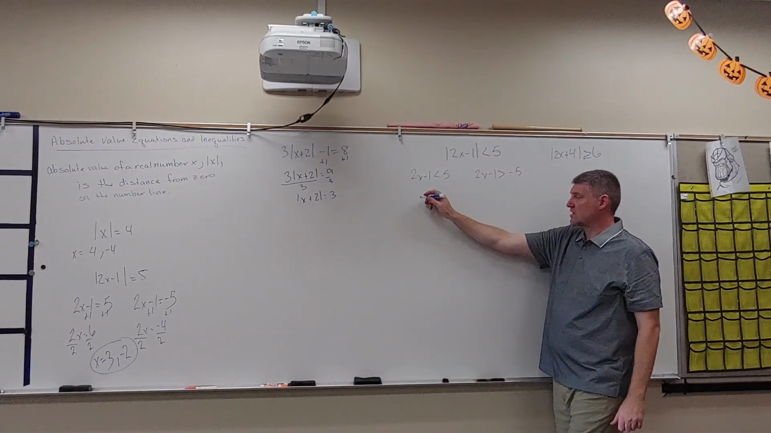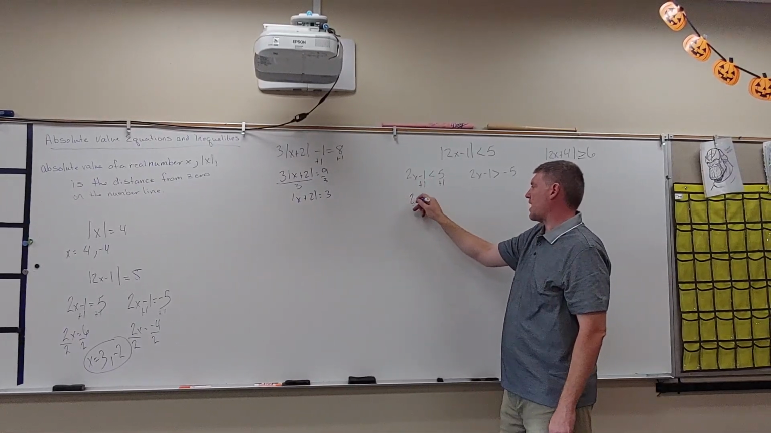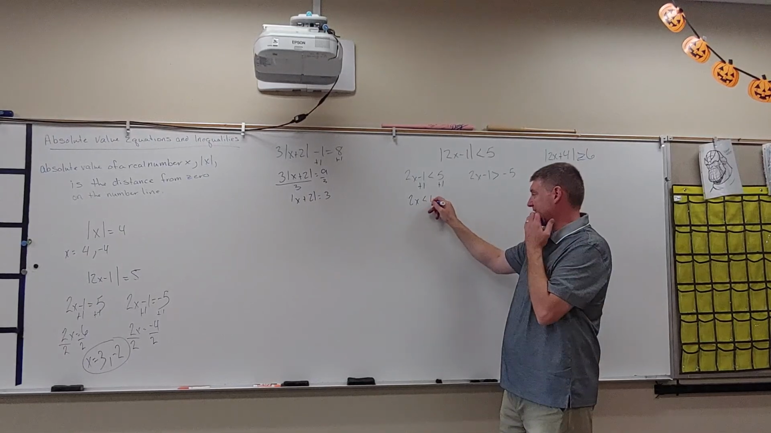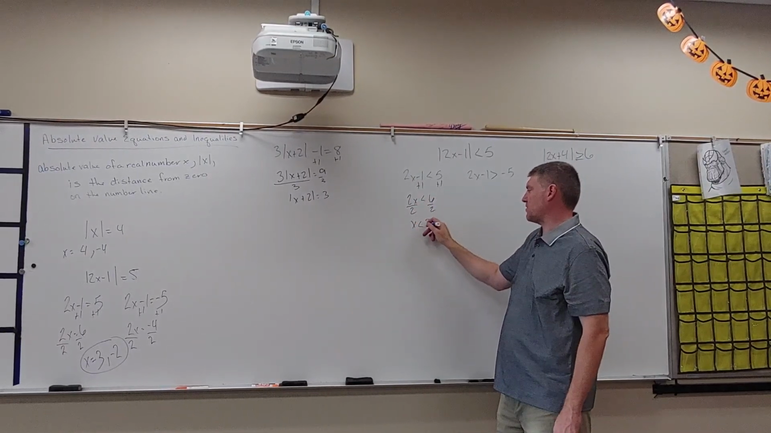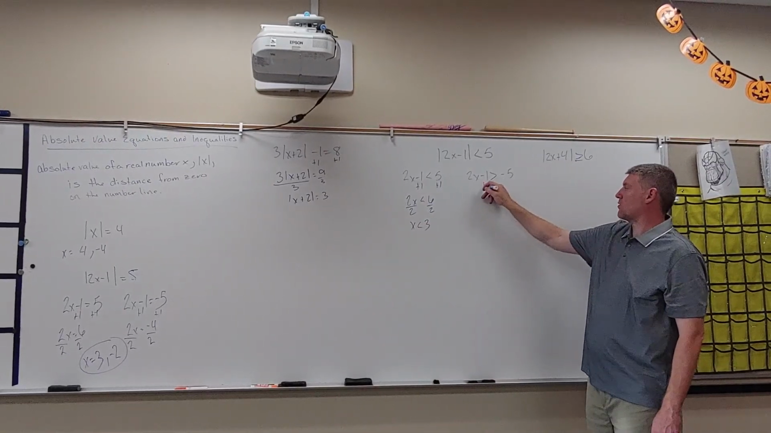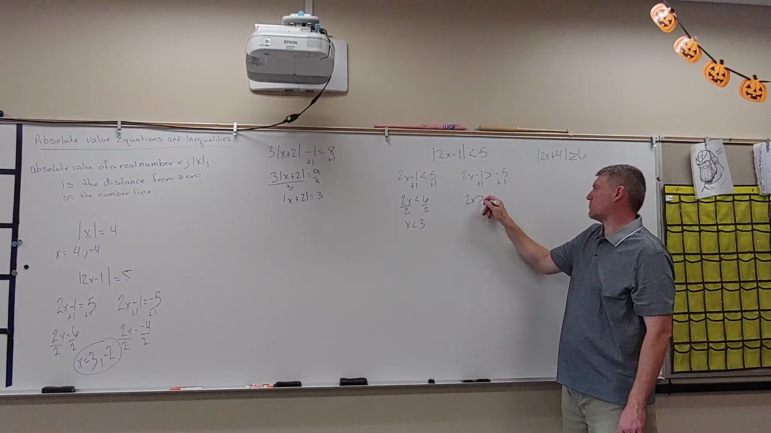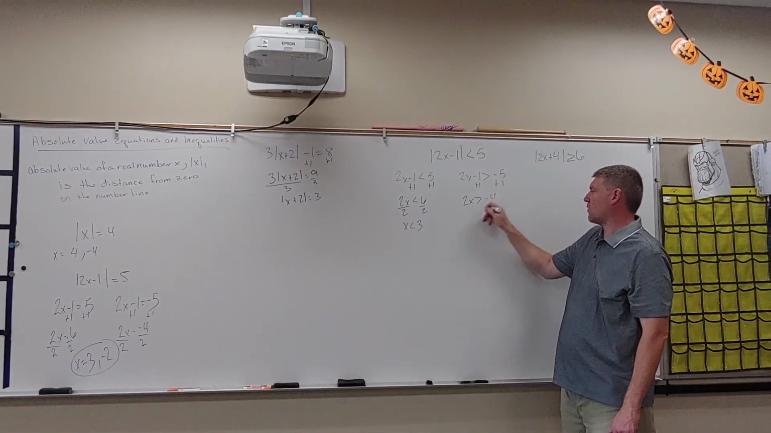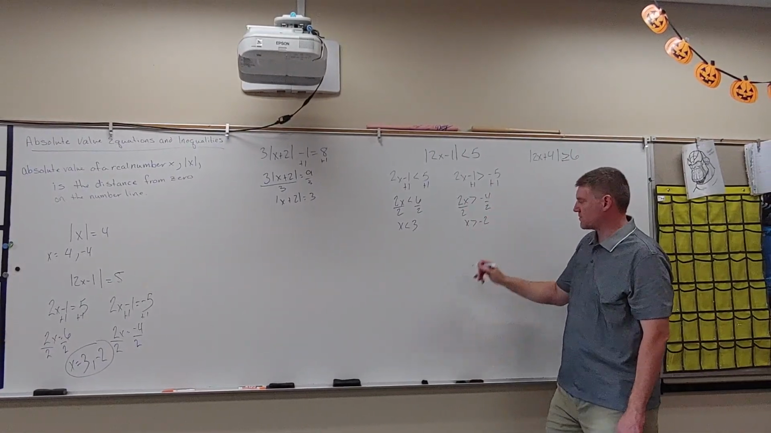Okay, I'm going to solve these just like the inequalities before. So I'm going to add 1. 2x is less than 6. Divide by 2, x is less than 3. There's my first part. All right, so I'm going to go ahead and add 1. 2x is greater than negative 4. Divide by 2, x is greater than negative 2.